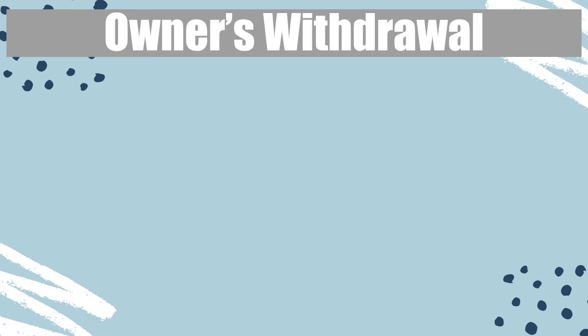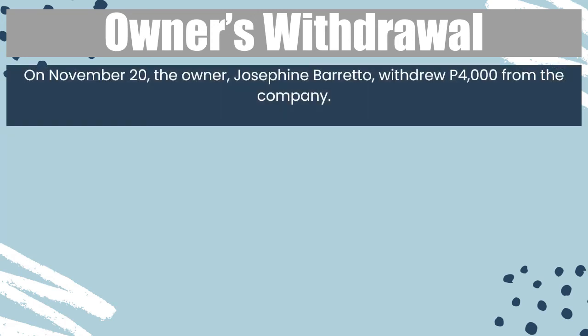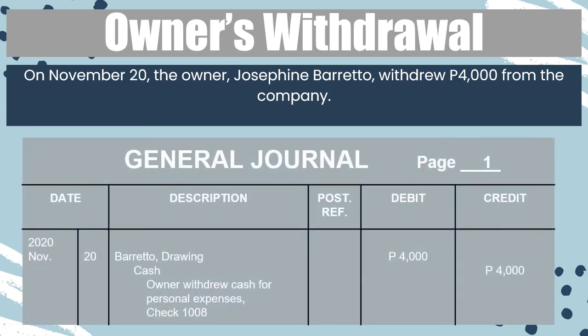Owner's withdrawal. The owner, Josephine Barretto, withdrew 4,000 pesos from the company. So, nag-withdraw sa atin ang owner, which is si Josephine Barretto, ng 4,000 pesos. So, the drawing is the contra account of owner's equity. So, ano nga? Ang normal balance ng owner's equity ay credit. Pag nag-increase ang credit, ibig sabihin, ang owner's equity ay nasa credit. At pag nag-decrease naman ang owner's equity, ito ay nasa debit.